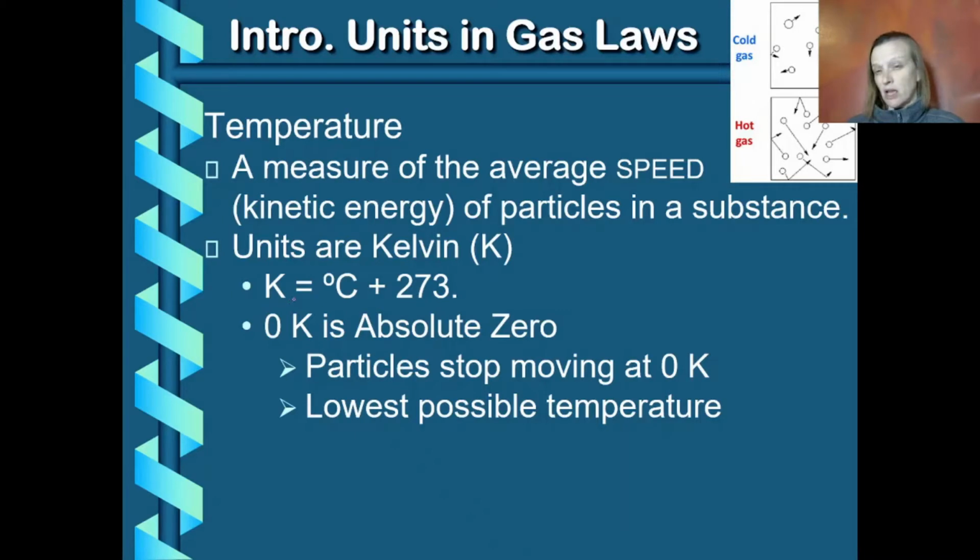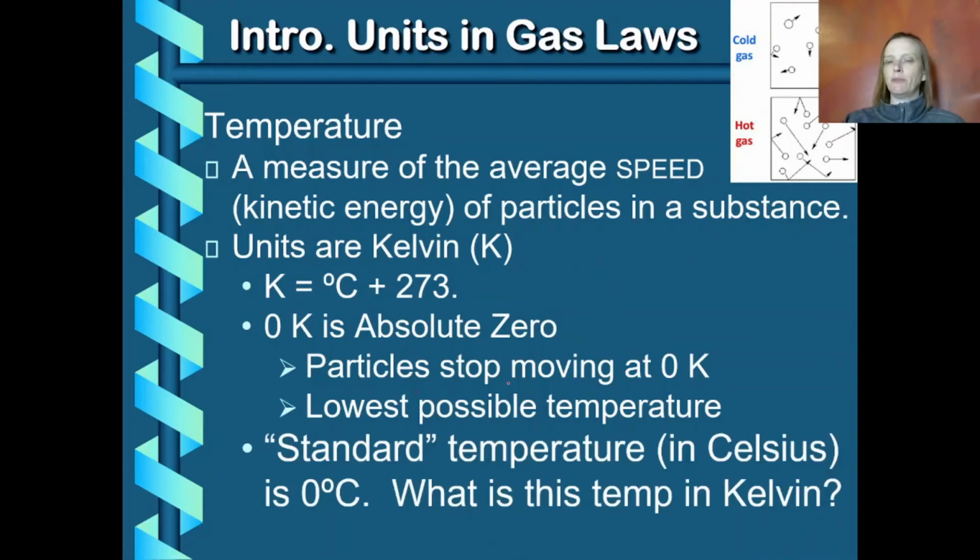This is why it's important to use the Kelvin temperature scale, because 0 Kelvin has a meaning in terms of particle movement. Degrees Celsius, 0, we just picked as a handy number because that's the temperature at which water freezes, and that's useful as human beings. But 0 degrees Kelvin actually has a meaning in terms of physics and particle movement. So the standard temperature for measurements in degrees Celsius is 0 degrees Celsius. And if we want to know what that temperature is in Kelvin, then we would take our 0 degrees Celsius and add 273 to it and get 273 Kelvin.